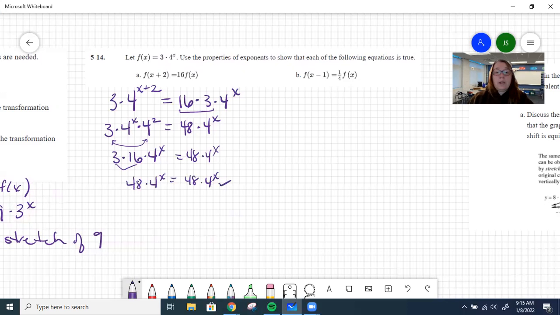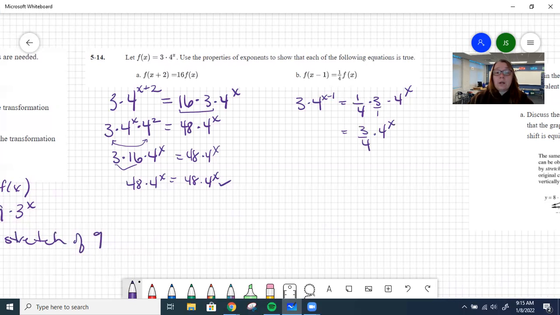Okay, same idea with this one. When it says f of x minus 1, in place of the x, I'm going to have 3 times 4 to the x minus 1 equals 1/4 times my f of x, which was 3 times 4 to the x. Okay, over here, I can just multiply these constants together. So 3/4 times 4 to the x.